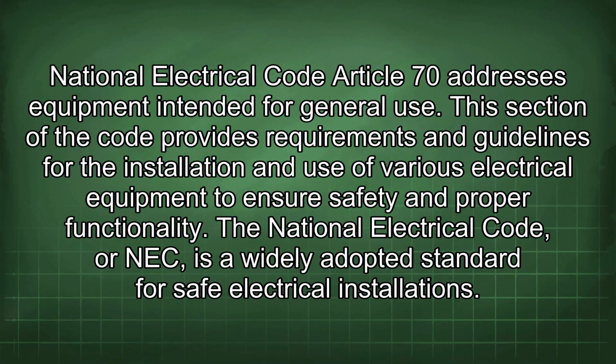National Electrical Code Article 70 addresses equipment intended for general use. This section of the code provides requirements and guidelines for the installation and use of various electrical equipment to ensure safety and proper functionality. The National Electrical Code, or NEC, is a widely adopted standard for safe electrical installations.